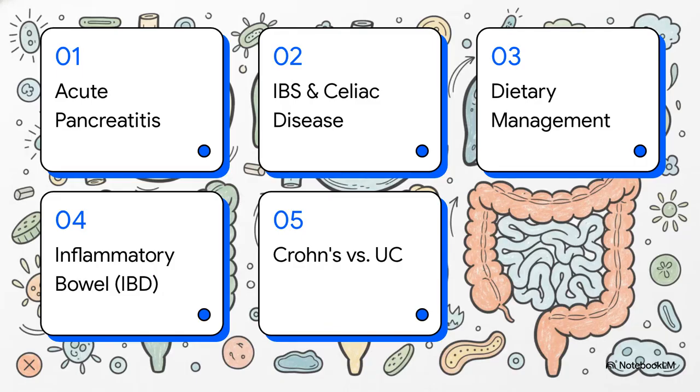So here's our roadmap for today. We're going to kick things off with acute pancreatitis. Then we'll get into IBS and celiac disease, really contrasting the two. After that, we'll talk about the dietary strategies for managing them. Next up is inflammatory bowel disease, or IBD, and we'll wrap it all up with a head-to-head comparison of Crohn's and ulcerative colitis to make sure those differences are crystal clear.